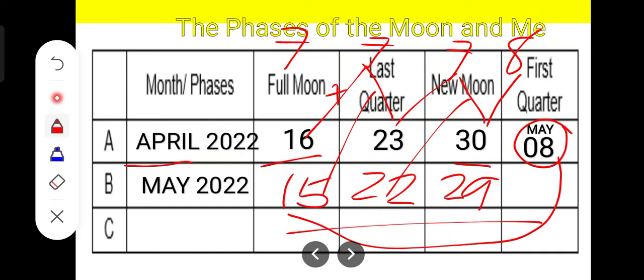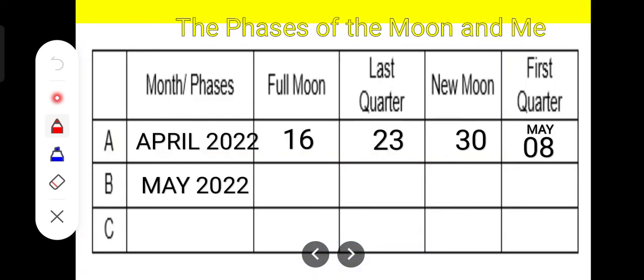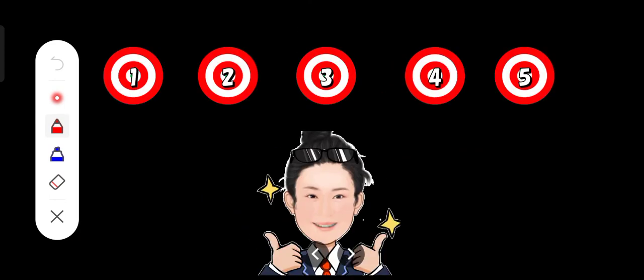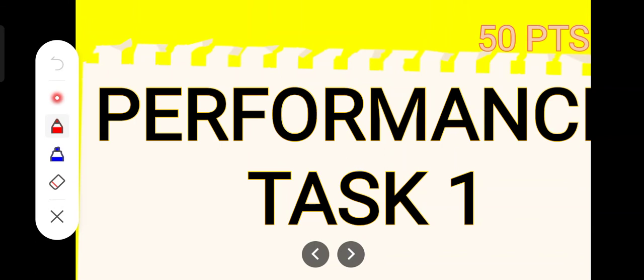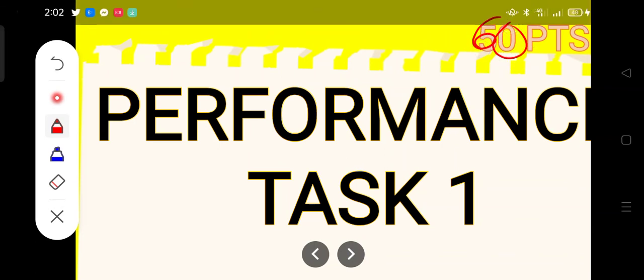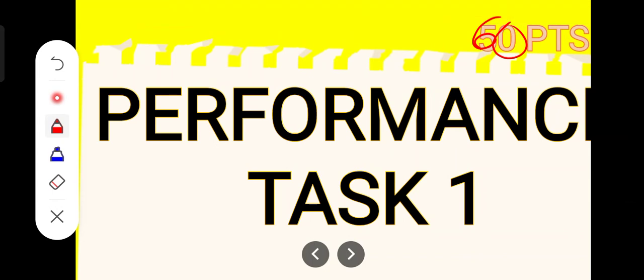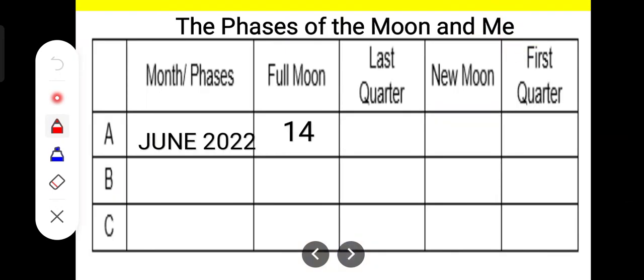Okay, so for your performance task, this one will be 60 points, 5 points each. You're going to answer this one by using our method. So, June 2022, and let's assume that the full moon for June 2022 is June 14. You're going to answer this one.